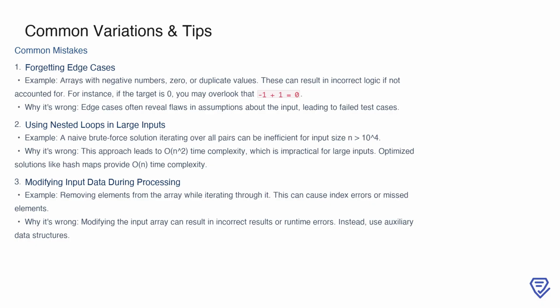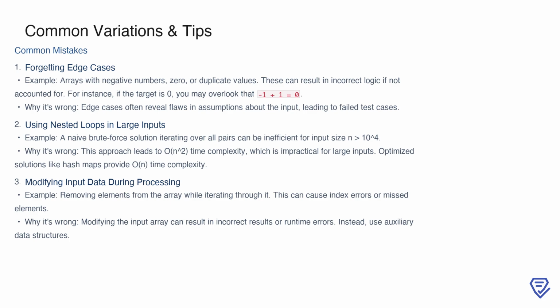While a brute force approach that checks all possible pairs might work for small datasets, it quickly becomes inefficient as the input size grows. For instance, with n larger than 10,000, this O(n squared) approach becomes impractical. Instead, optimized solutions like hash maps can reduce the time complexity to O(n). Lastly, modifying the input array during processing is a pitfall to avoid.